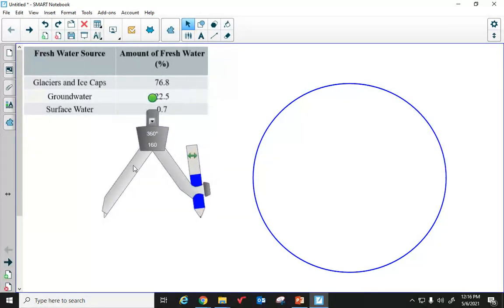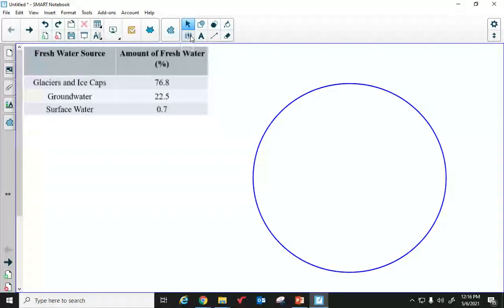Okay, let's get rid of this. I don't need the compass anymore. And I'm going to draw a line from the center of the circle, a horizontal line, which is going to serve as my reference point. So do a horizontal line, and the center of the circle looks like about right here maybe. And let's go straight across.